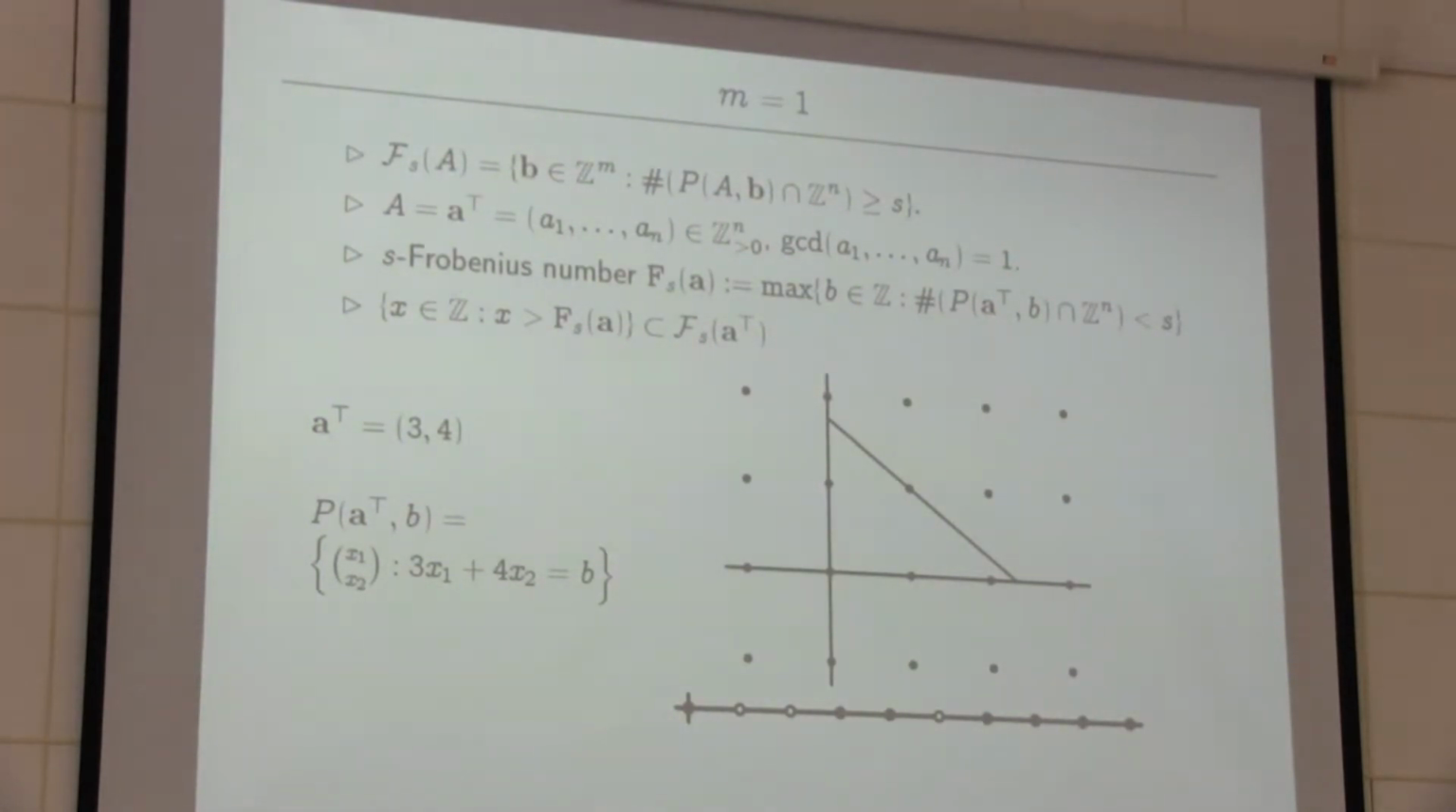So what is important from our viewpoint, because we are interested in the structure of the set F_S(A), is that the existence of the S-Frobenius number implies that all integers greater than the S-Frobenius number are in our set. So we can say that our set contains a translated cone with apex the Frobenius number such that all integer points in the interior of this cone belong to our set.